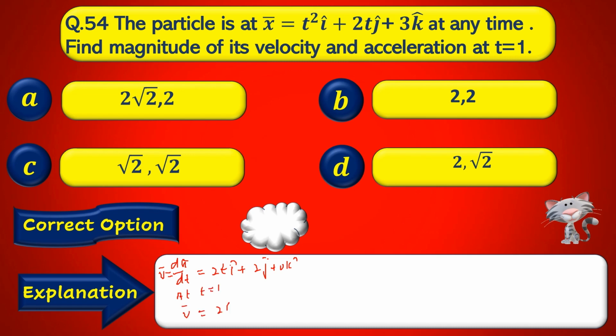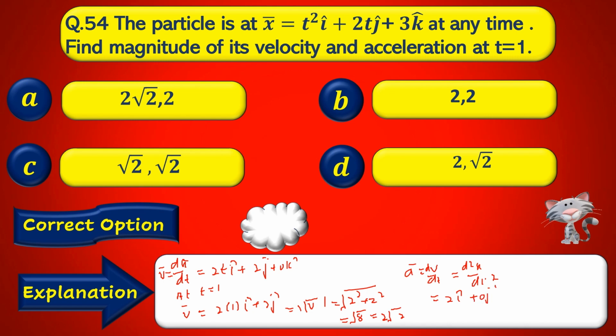At t is equal to 1, velocity becomes 2 into 1 i plus 2j, and its magnitude is the square root of 2 square plus 2 square, which becomes the square root of 8, which can be written as 2 into square root of 2. Now we take another derivative of velocity, because acceleration is dv by dt or d2x by dt2. We take the derivative of the velocity and get 2i plus 0j. So the magnitude of a will be equal to 2. So the correct option is option A.